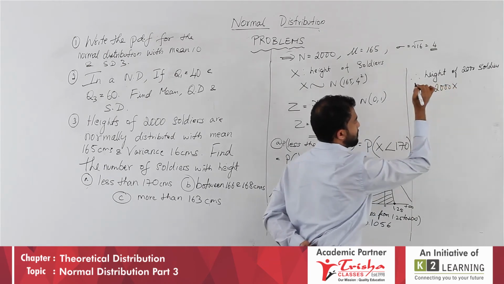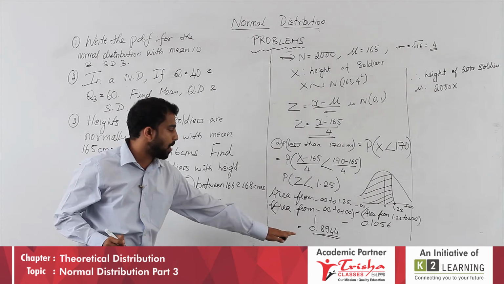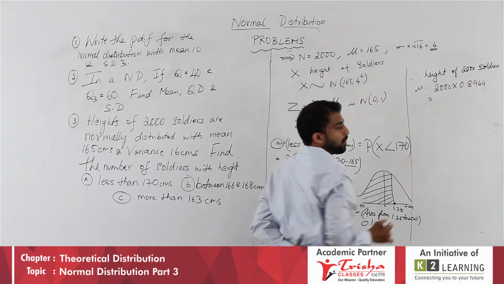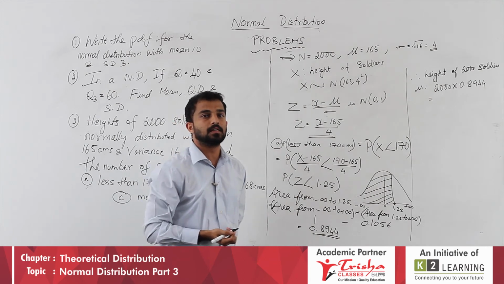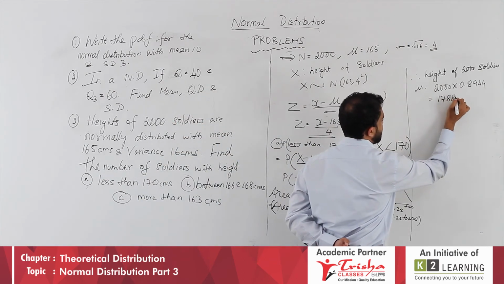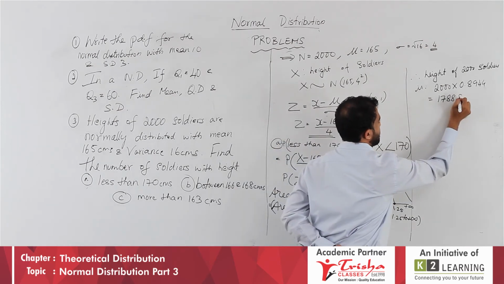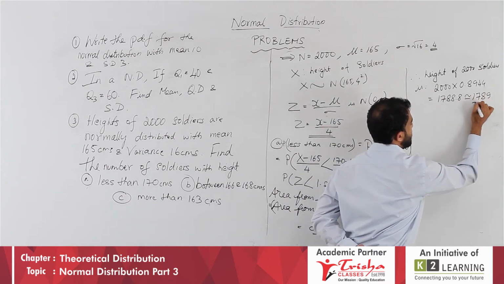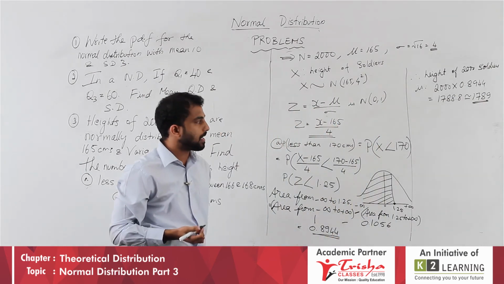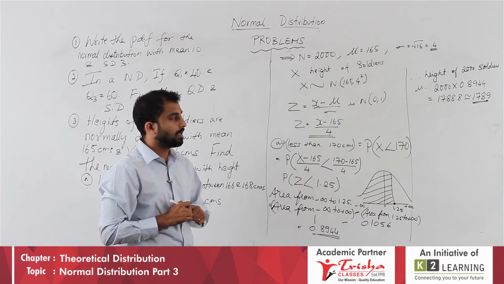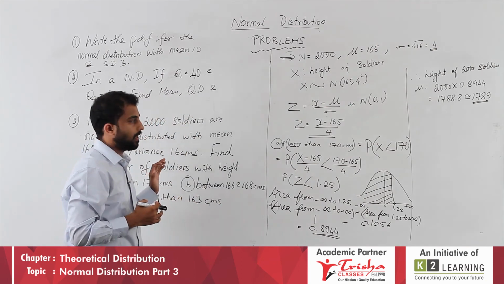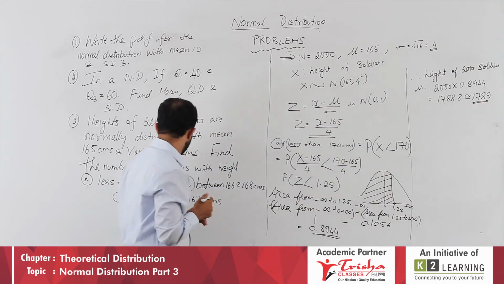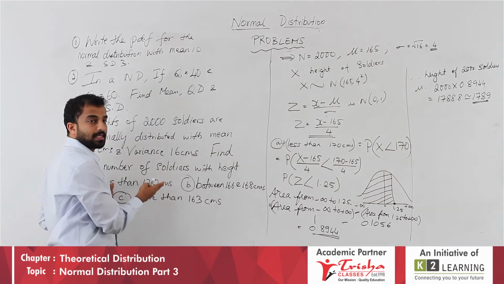2000 soldiers into, we have got the answer as 0.8944, which is equal to, kindly multiply this and find the answer. You should get 1788.8, which is approximately, students, 1789. So, what does this answer signify? This answer signifies that out of 2000 soldiers who are there, 1789 soldiers, their height is less than 170 centimeters.